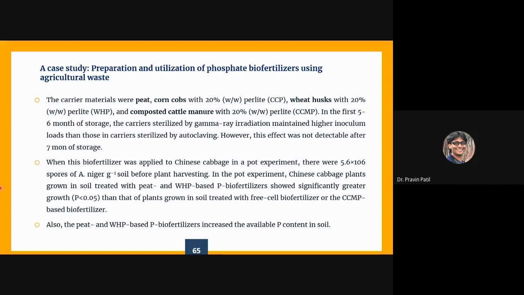When this biofertilizer was applied to the Chinese cabbage in a pot experiment, since this experiment was carried out by an academic institute in a laboratory, a large number of Aspergillus niger spores were found, and the fertility of the soil was drastically enhanced.